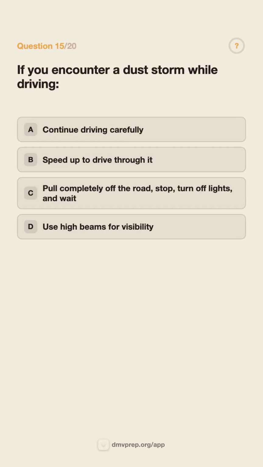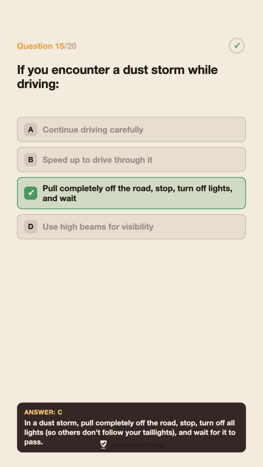Question 15. If you encounter a dust storm while driving, A. Continue driving carefully. B. Speed up to drive through it. C. Pull completely off the road, stop, turn off lights, and wait. D. Use high beams for visibility. The correct answer is C. In a dust storm, pull completely off the road, stop, turn off all lights so others don't follow your taillights, and wait for it to pass.